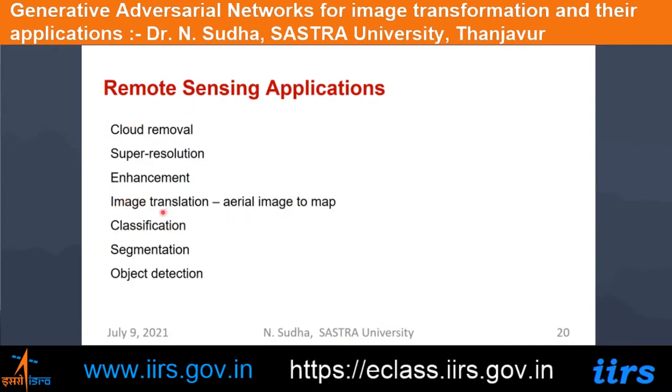But recently, people started using this for classification, segmentation, and object detection applications also. Those are all largely attempted by convolutional neural networks already, but they are trying to use the GAN for these applications. It is trying to improve these applications when GAN is used.